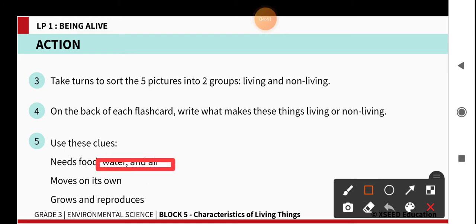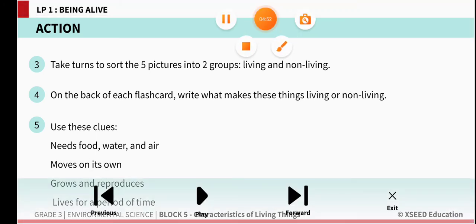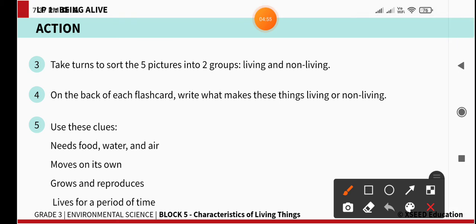And what about food? Can we live without food for a long time? Hardly 1 or 2 days, not more than that. And even water, we cannot live without water too. So the organisms who are using all these, like food, water, and air, are known as living things.